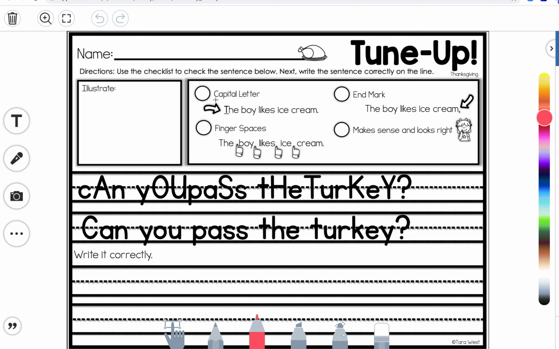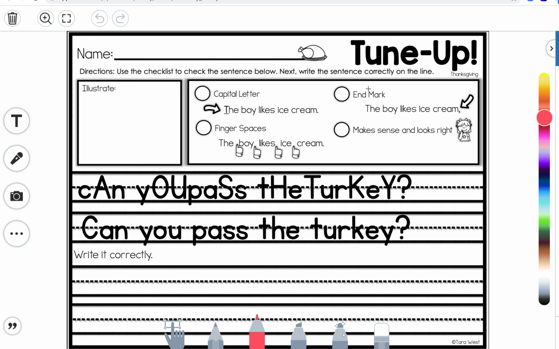The first thing we're going to look for are capital letters. You can see that the only capital letter in this sentence is at the beginning. Then we're going to look for finger spaces. Do you remember that all words need at least a finger space between them? Look at this sentence right here. Do all the words have finger spaces between them? This is what the sentence says: Can you pass the turkey? We've got to make this one look right by using this checklist.